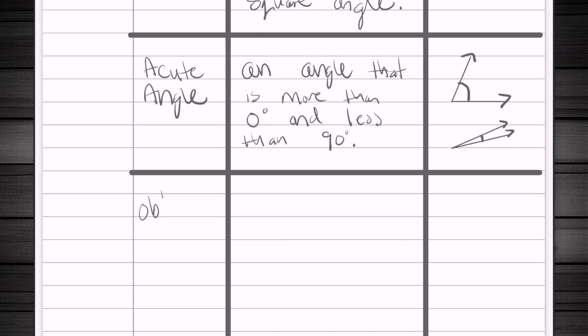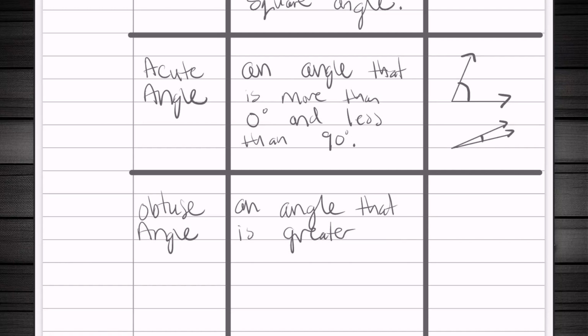Our next term we're looking at is called an obtuse angle. Obtuse. An obtuse angle is greater than 90 degrees, so greater than that right angle. An angle that is greater than 90 degrees, but less than 180 degrees. Now, 180 degrees is a straight flat line. So an obtuse angle is going to be smaller than a flat line, but greater than your right angle, your square angle.